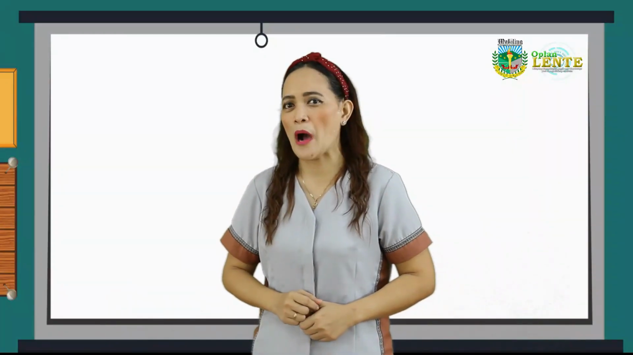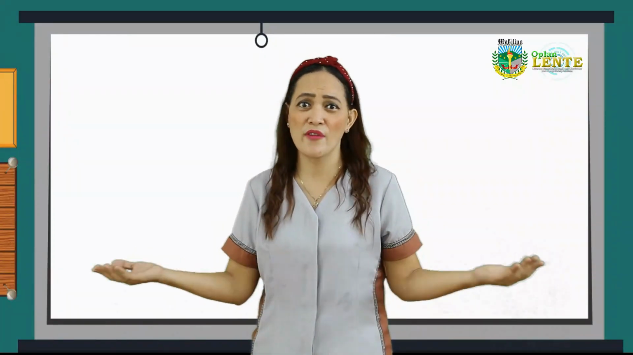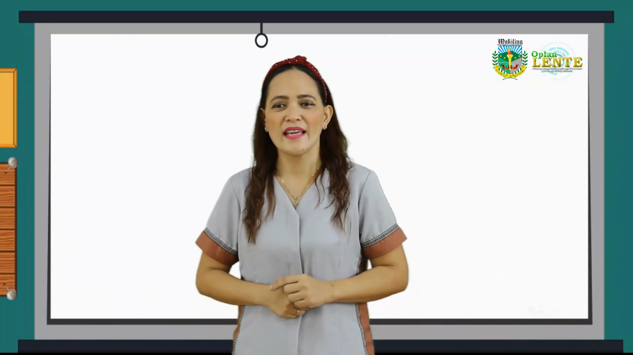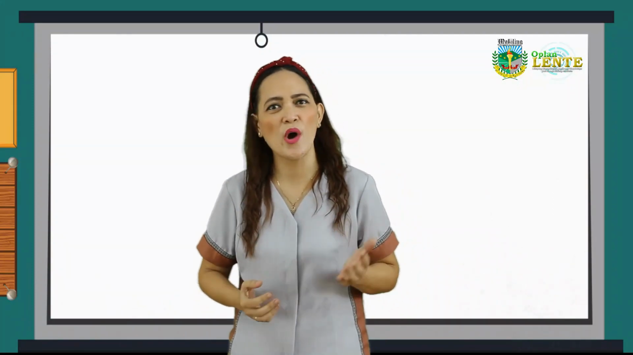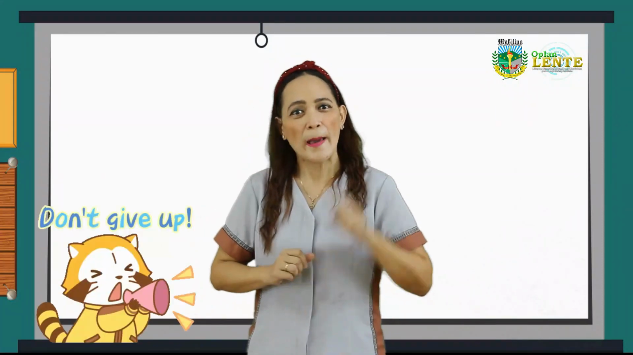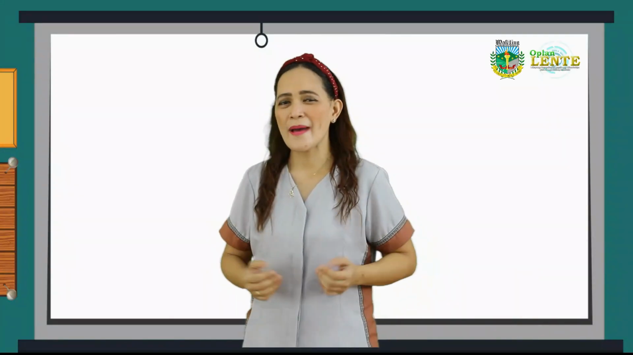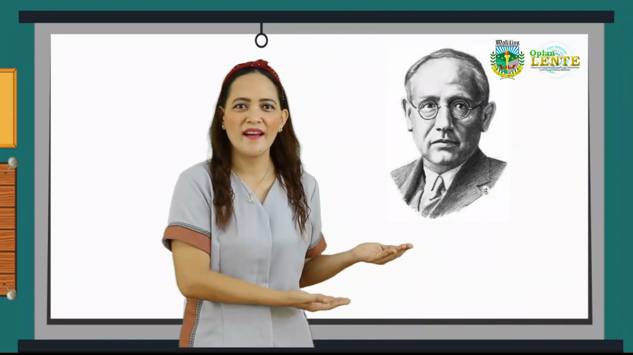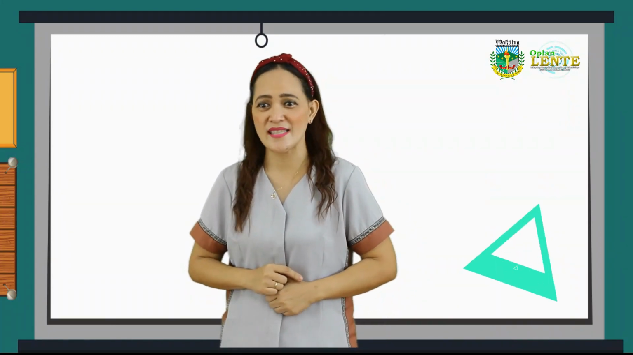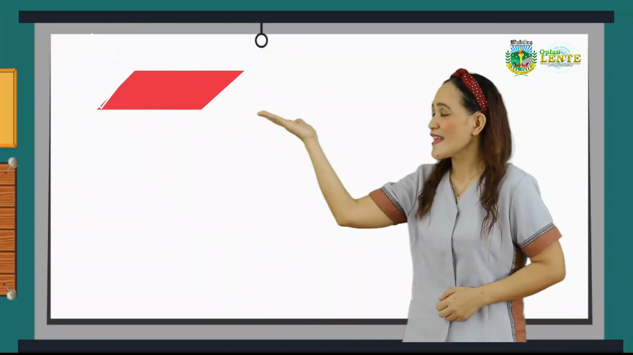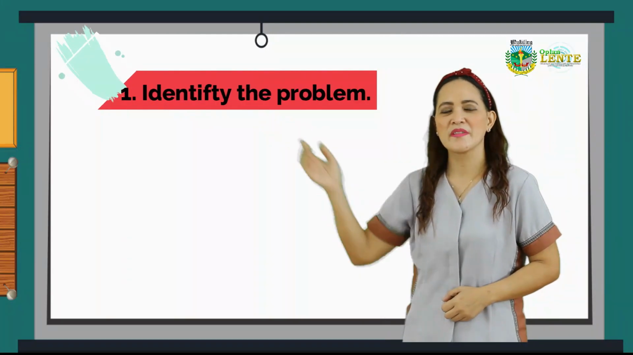Problems are part of our day-to-day life. It is everywhere. That's why it is essential that we know how to handle and find the correct solution for it. Be positive that all problems have an equivalent solution. In mathematics, to be able to solve one, George Polya, a Hungarian mathematician, provided steps that we can use as a guide. First, identify the problem.